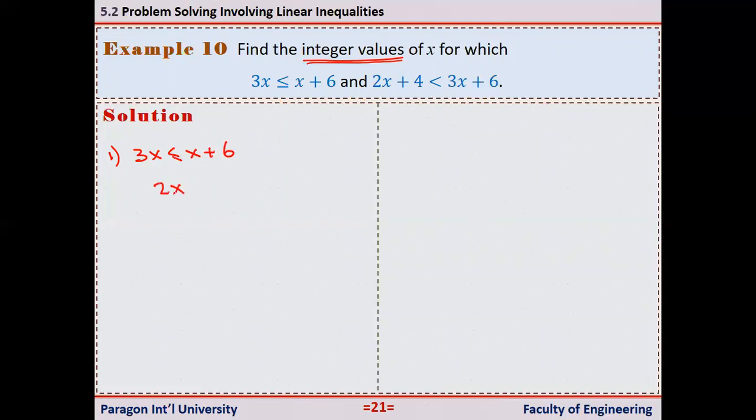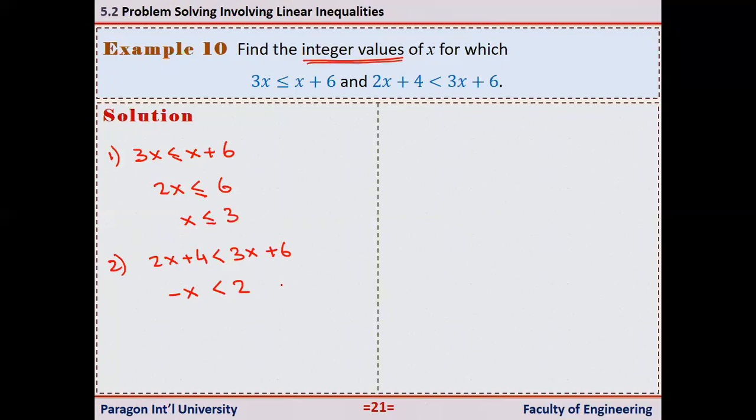Here we have 2x less than or equal to 6, so x is less than or equal to 3. In the second step, we need to solve the second inequality. 2x plus 4 is less than 3x plus 6. So take to the left-hand side 2x minus 3x, that is minus x, less than 6 minus 4, that is 2.